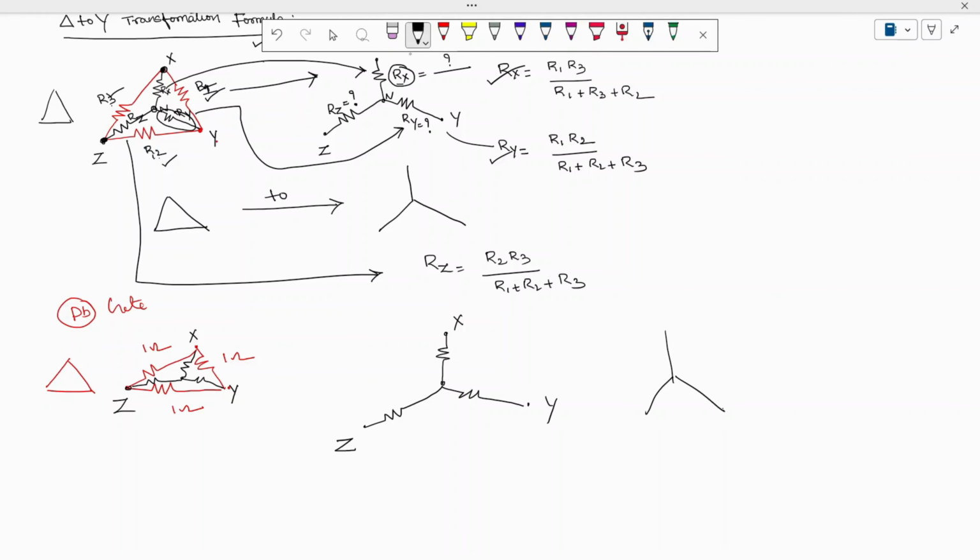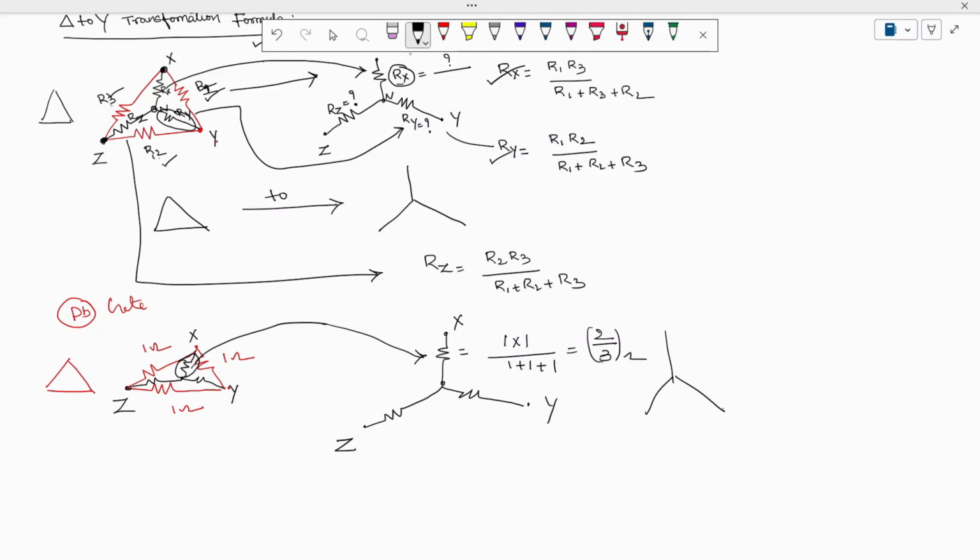So how to find this black resistor value? The formula is, for this black resistor, what are the resistors connected, the red color ones? Nothing but 1 into 1 divided by 1 plus 1 plus 1. So this is nothing but 2 by 3 ohms.